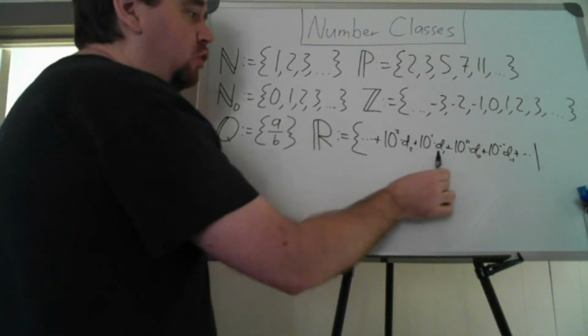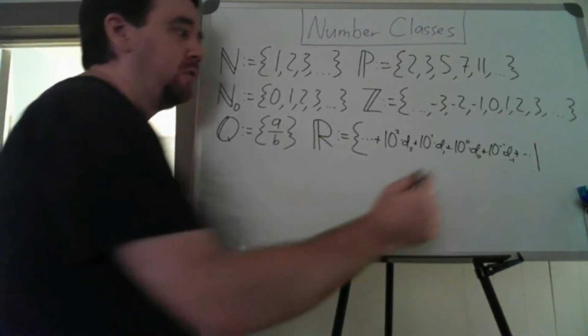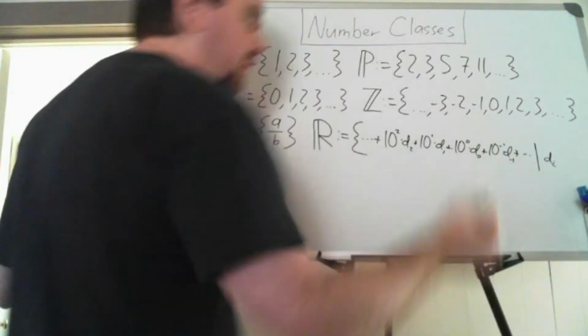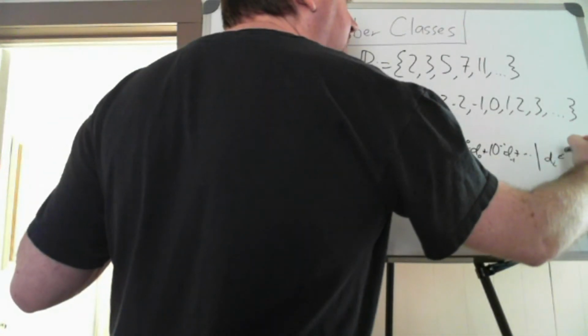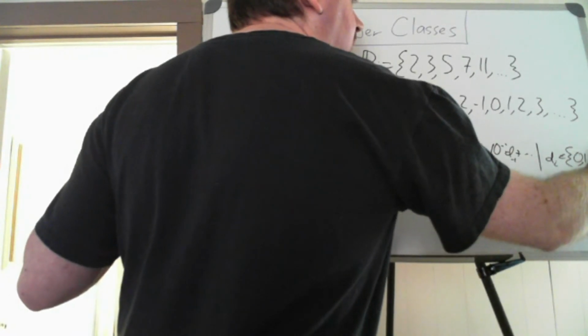And they're all being multiplied by some digit. Well, what are our digit choices? And we say this means that the d sub i's, where this is just any of those d's, are elements of a particular set of numbers. In this case, it's 0, 1, all the way up to 9.